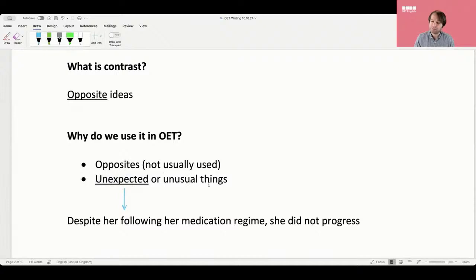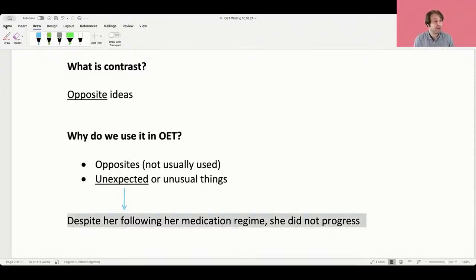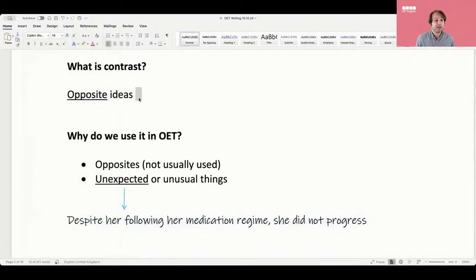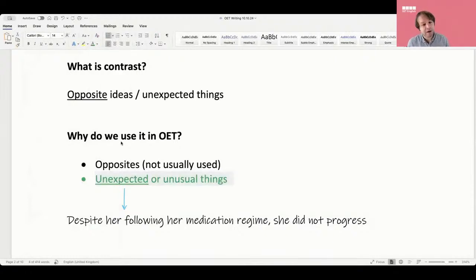Does that make sense, everyone? Yes. But, although, however, also come in this category. Well, this is what I'm going to talk about now. Thank you, Fareed. So let's go into the grammar of this now. What is contrast? Opposite ideas, or let's say unexpected things. And we use it in OET for the unexpected things usually, okay? But let's think about the grammar, but also, however, all that stuff.